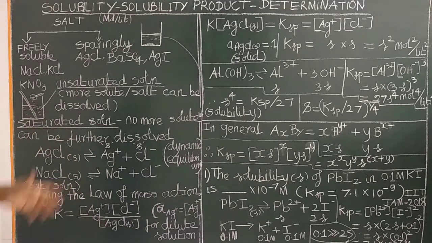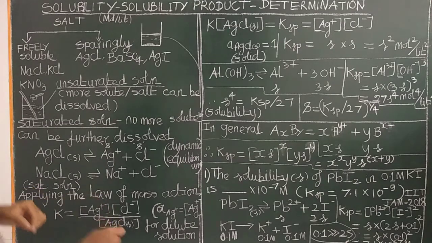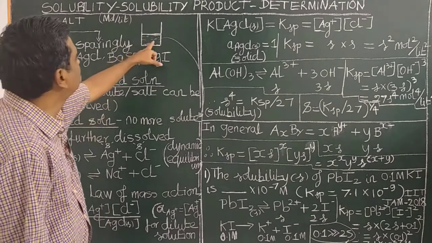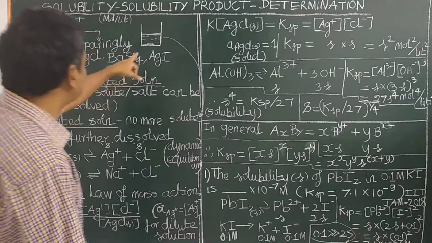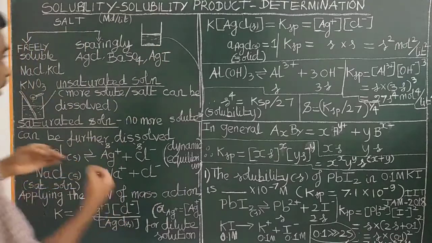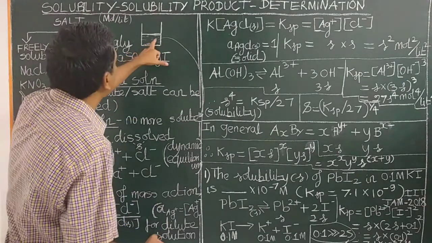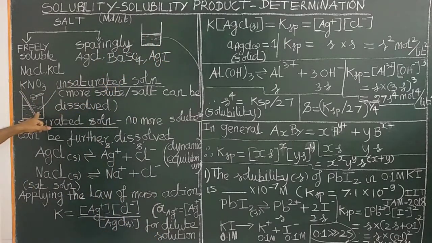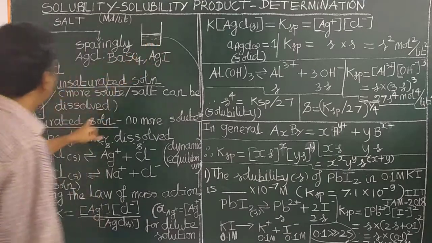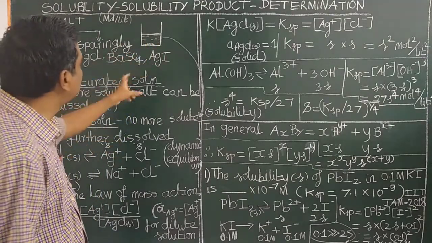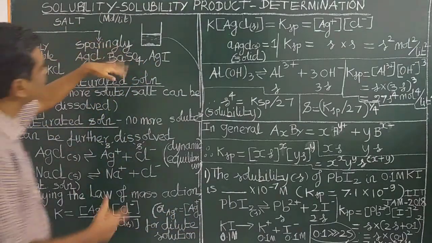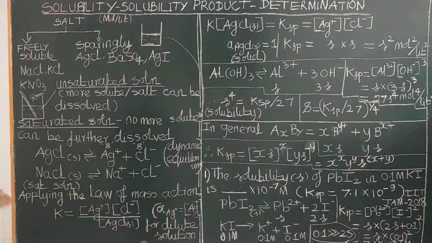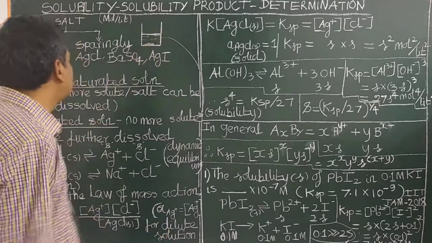Okay. If you go on adding, at one point of time, the salt won't be soluble. The salt will precipitate. The salt will deposit, settles at the bottom. Now this is called a saturated solution. This is unsaturated solution. This is saturated solution. The saturated solution is one in which no more solute can be dissolved. Here, more solute can be dissolved. Here, it is opposite. No more solute salt can be dissolved in saturated solution.